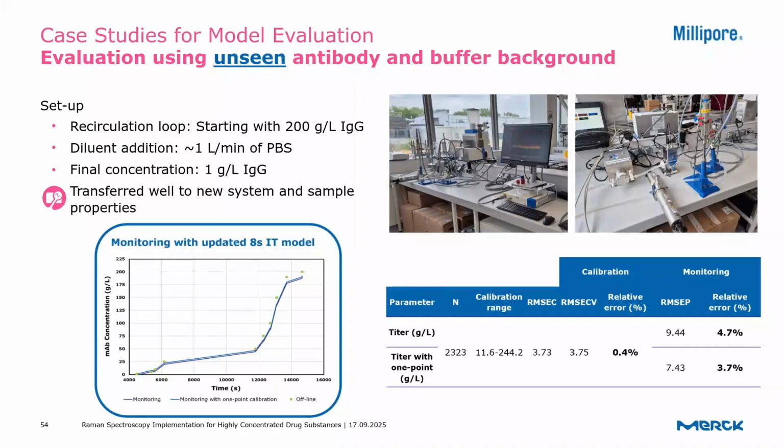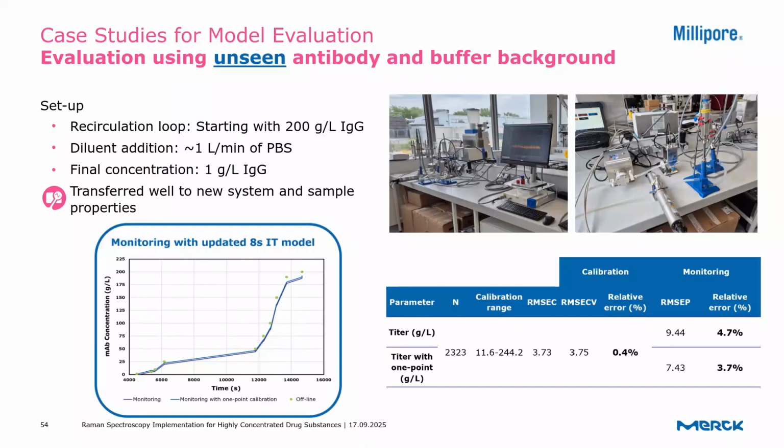The Raman probe was fitted to an Optec flow cell instead of the flow cell that the calibration data was generated with. And the operating flow rate was 1 mil per minute, whereas the calibration sets were generated with a flow rate of 0.5 mils per minute.